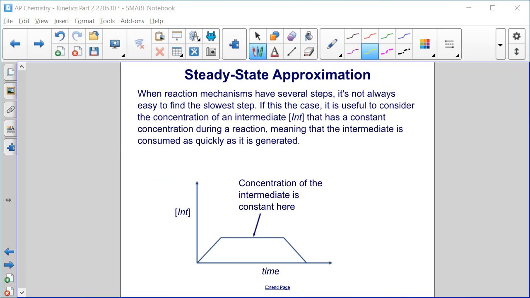Steady state approximation. When reaction mechanisms have several steps, it's not always easy to find the slowest step. If this is the case, it's useful to consider the concentration of an intermediate, which we say concentration INT for intermediate, that has a constant concentration during a reaction, meaning that the intermediate is consumed as quickly as it is generated. So when this is constant, that means the concentration of this intermediate is staying the same. That means it's being made as quickly as it's being used. Okay?